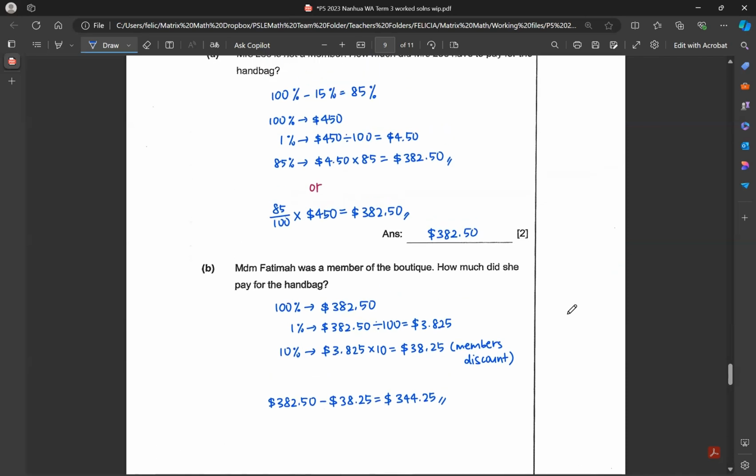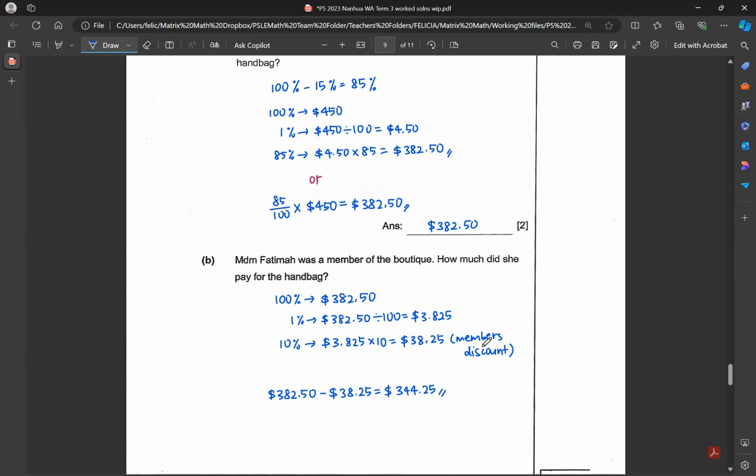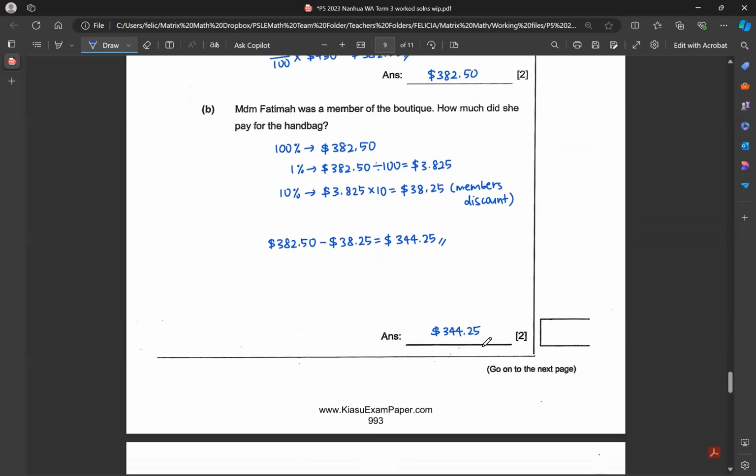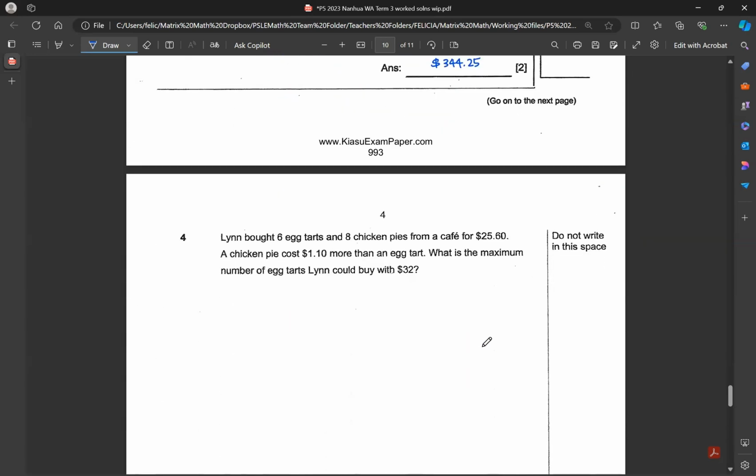Some of you want to work out the multiplication method for this. Actually, it works also. If you use the multiplication method, you can use 90 over 100 times the 382.50. Also can, straight away one step. Or you rather take 10 over 100 first, times this 382.5, then you use that 382.5 minus the first answer. Also can. There are a few ways to solve this. All right, so mine is just, I'm using the units way. Okay. So we shall go to question 4.